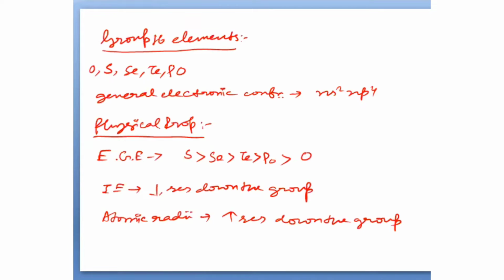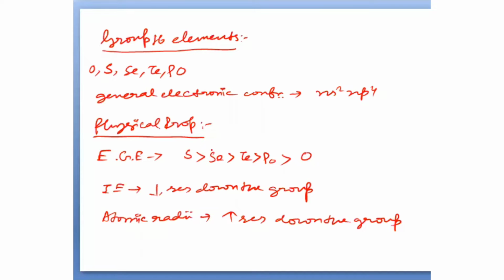Hello students. So today's topic is group 16 elements. So let's see group 16 elements. What are they? That is oxygen, sulfur, selenium, tellurium, polonium. So the general electronic configuration of the outermost orbital will be ns2np4. Physical properties is electron gain enthalpy.